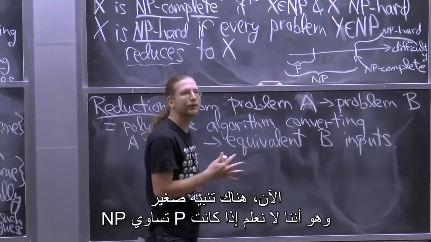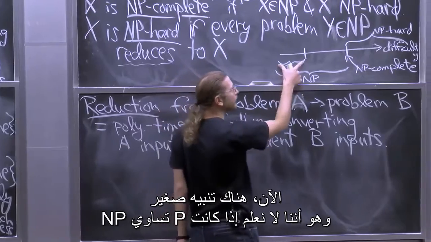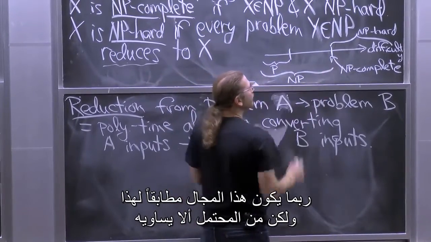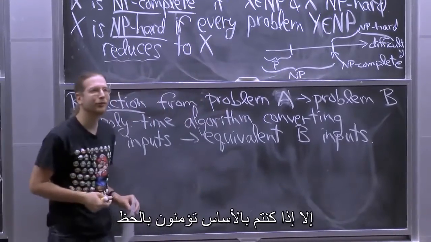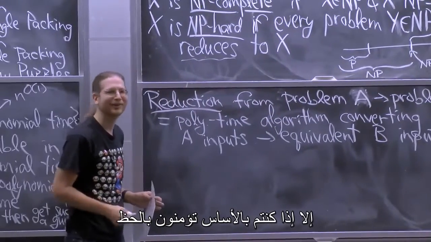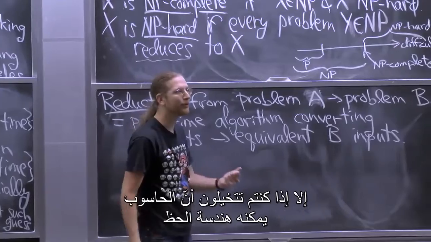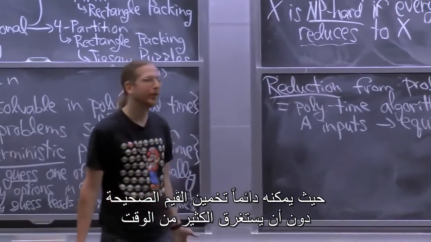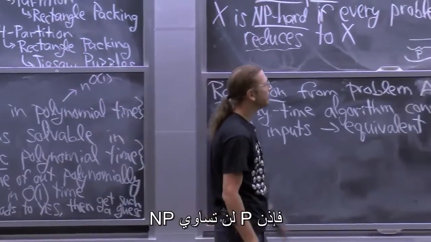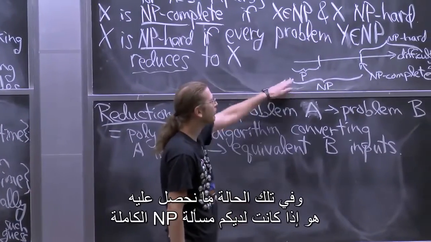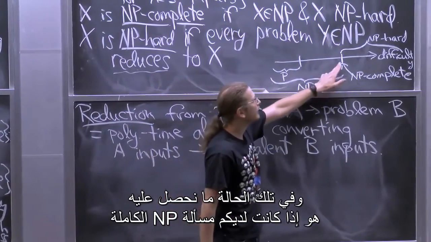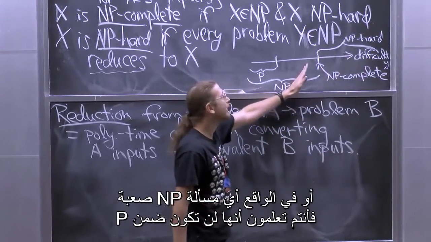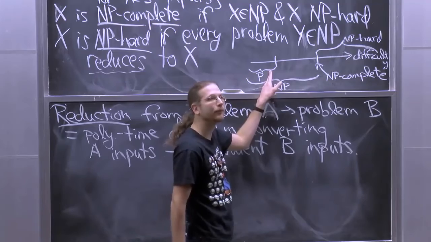Now, there is this slight catch, which is we don't know whether P equals NP. So maybe this is the same as this, but probably not, unless you believe in luck, basically. Unless you imagine that a computer could engineer luck and always guess the right things without spending a lot of time, then P does not equal NP. And in that world, what we get is that if you have an NP complete problem, or actually any NP hard problem, you know it cannot be in P.